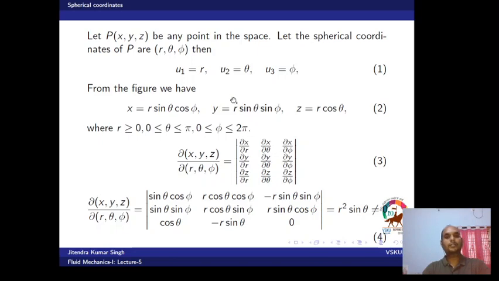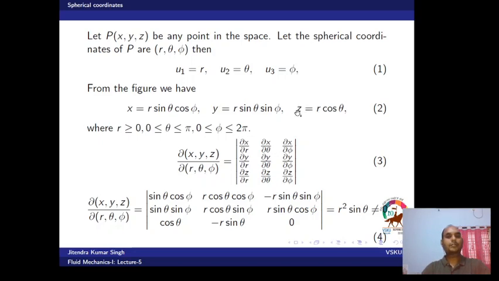Now we shall try to find theta. For finding theta, we do x square plus y square, which gives r square sin square theta. So the square root of x square plus y square is r sin theta, and when we divide it by z, we get r tan theta. Sorry, r sin theta by r cos theta, so r and r cancel out. We get tan theta. So tan theta is the square root of x square plus y square divided by z. So theta is equal to tan inverse of the square root of x square plus y square divided by z.